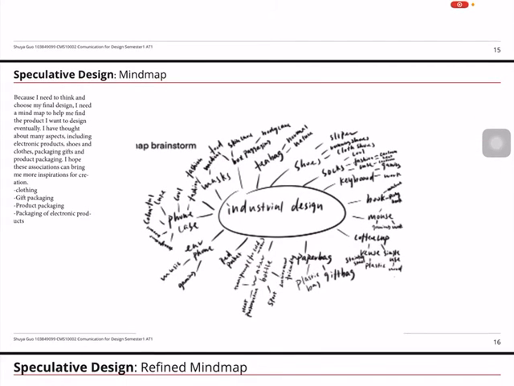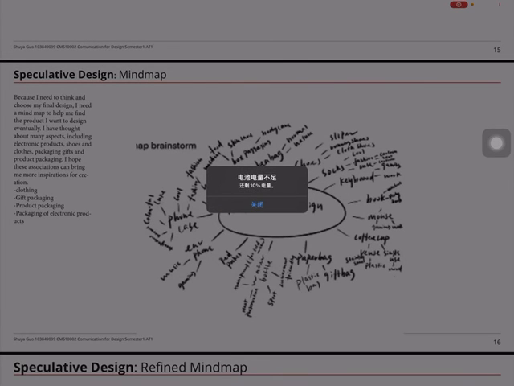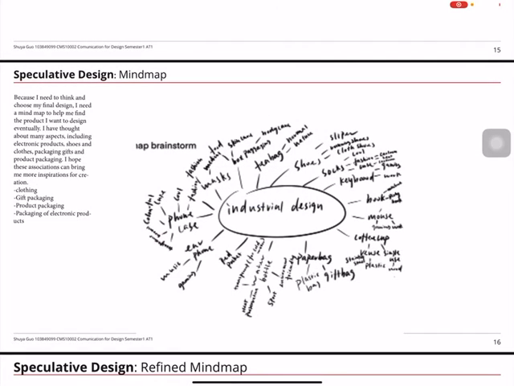Because I need to think and choose my final design, I need a mind map to help me find the product I want to design eventually. I thought about many aspects, including electronic products, shoes and clothes, packaging, gifts, and product packaging. I hope these associations can bring me more inspiration for my creation.